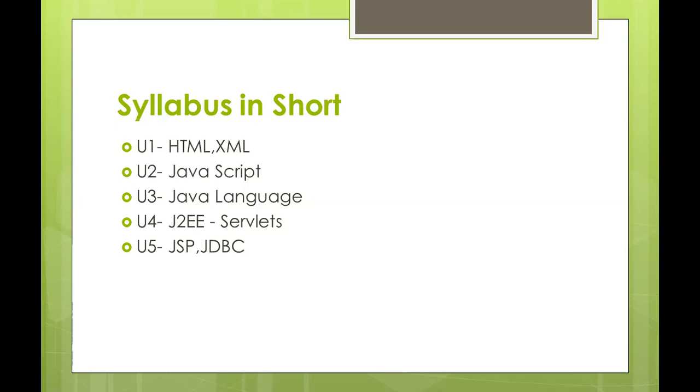What is the difference between JSP and JavaScript? JavaScript is client-side programming. JSP, Java Server Page, is server-side programming. JDBC, Java Database Connectivity, is also server-side programming. So Unit 4 and Unit 5 are completely server-side programming. Learning server-side programming is very, very important.